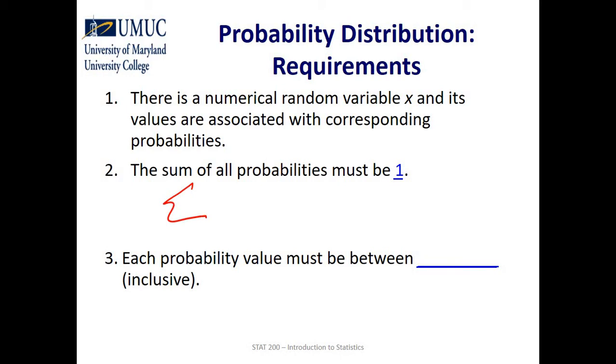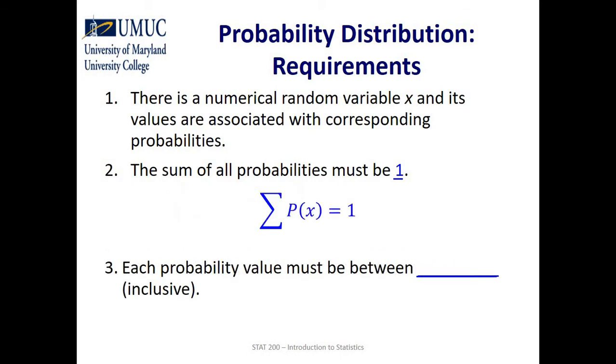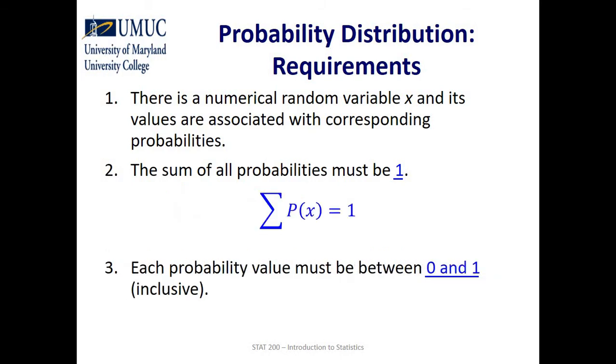Another way to write this is the sum of the probability of x, for every x, is equal to 1. Now the next requirement is that each value must be between 0 and 1, inclusive of those values. That means that 0 is less than or equal to the probability of x, which is less than or equal to 1.